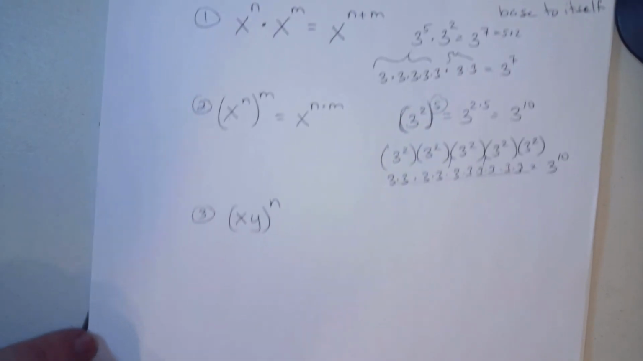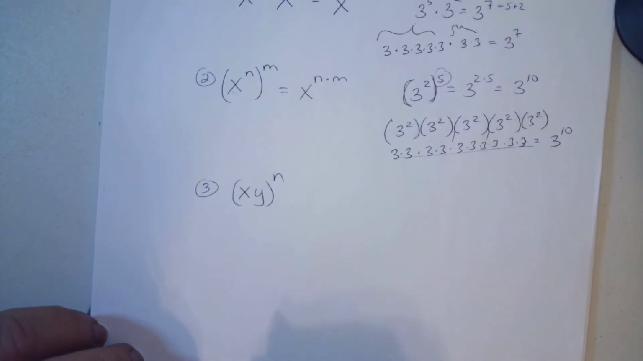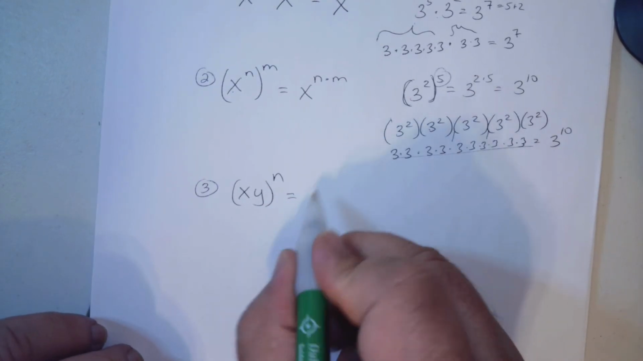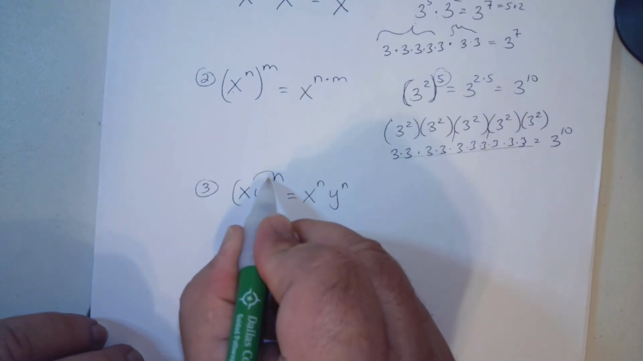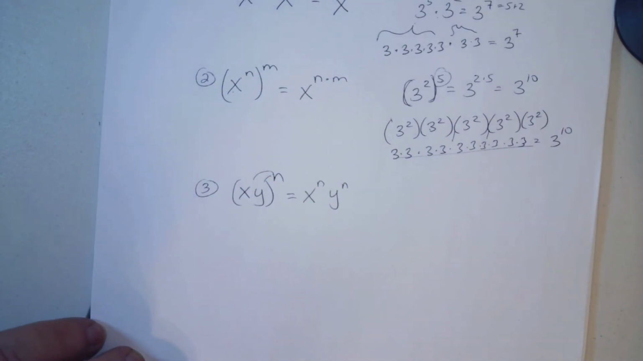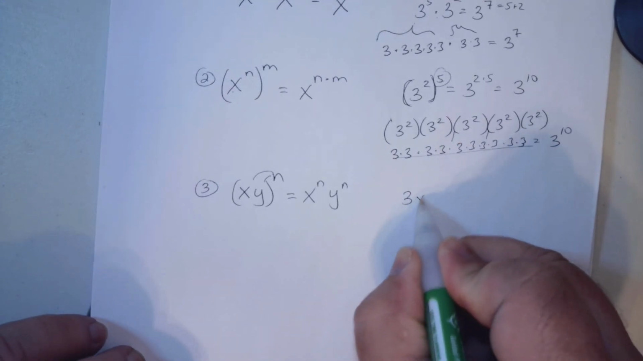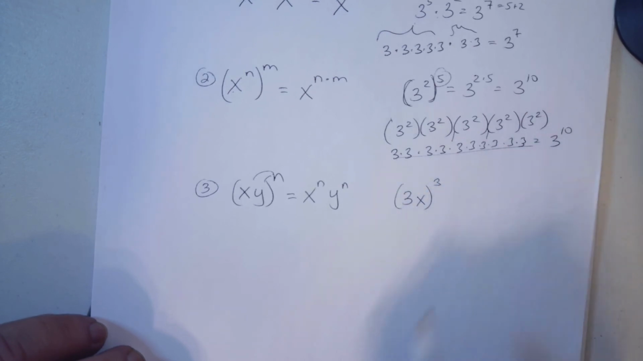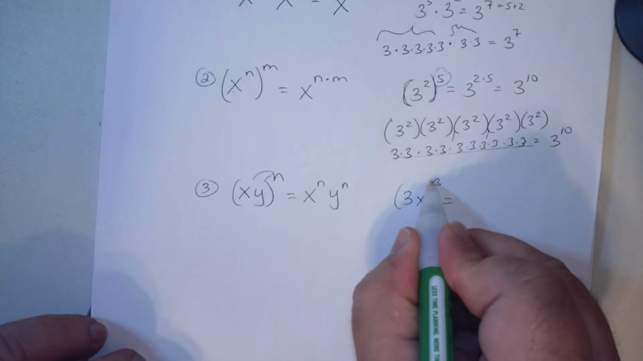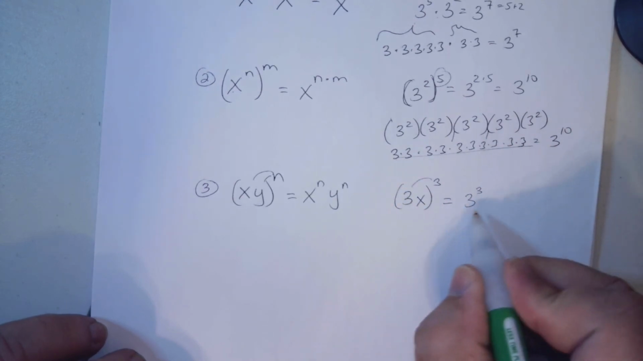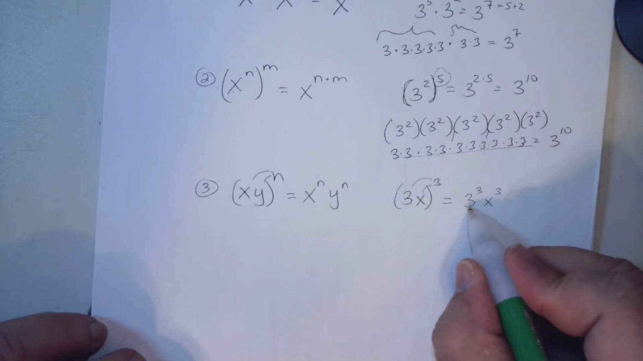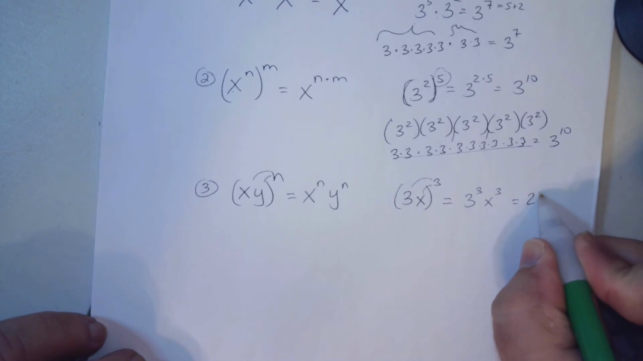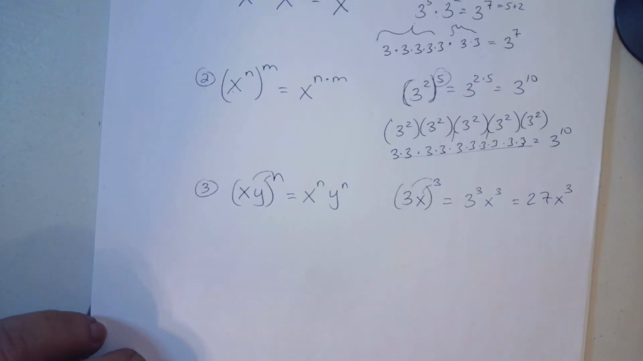We have a product of numbers inside parentheses raised to a power. This property tells us to distribute to anything inside there. So if we had 3x to the third, it would become 3 to the third, x to the third. 3 times 3 is 9, times 3 is 27, x to the third.